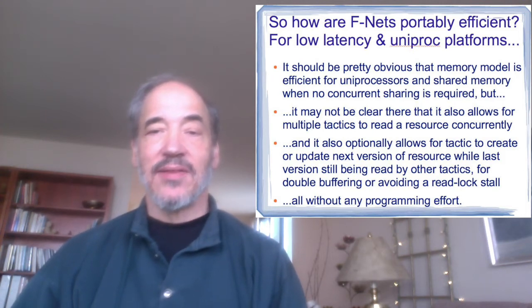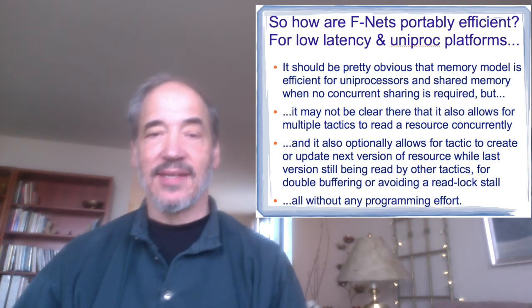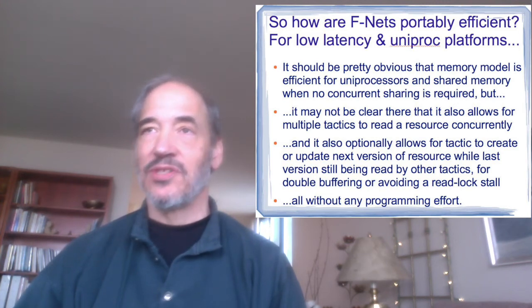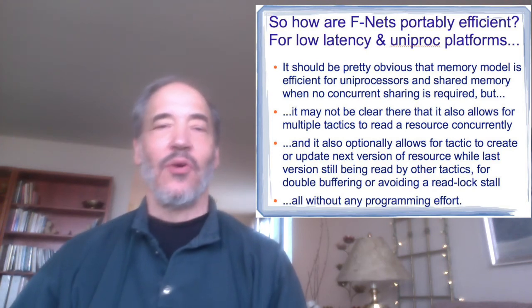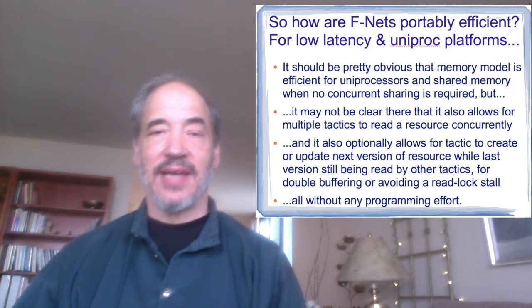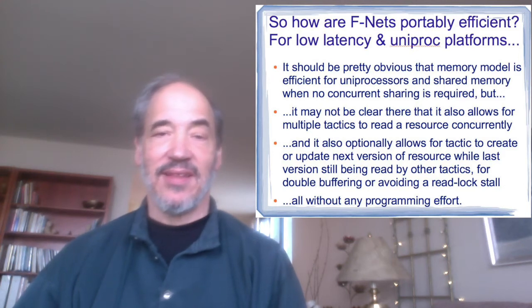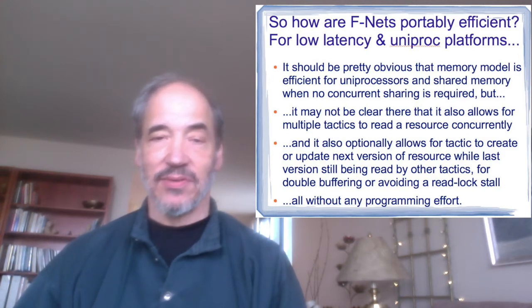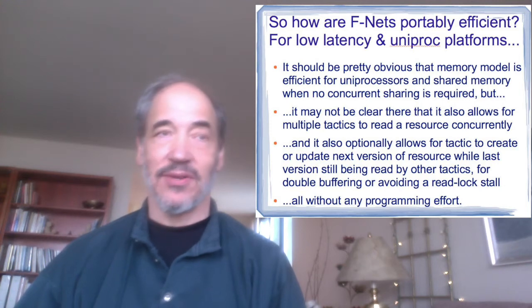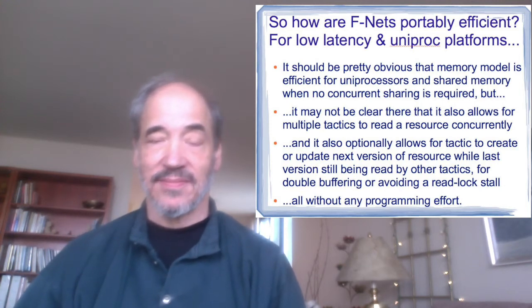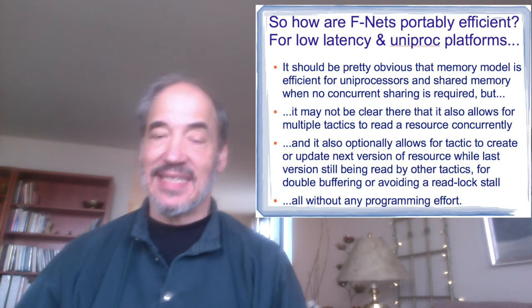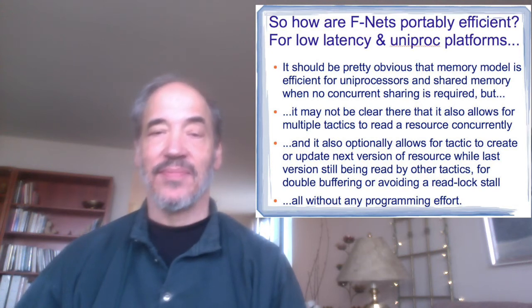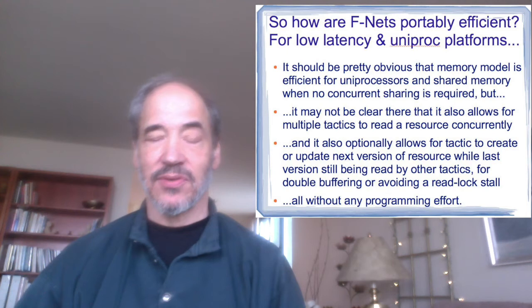But it may not be clear that this also allows for multiple tactics to read a resource concurrently, because we just said once the token is taken away from a resource, no other tactics are going to be able to access that resource because obviously their arrows are not going to be ready for that resource because the token isn't going to match their color because there is no token. So if one tactic is reading the resource, no other tactics can seemingly read the resource at the same time. But we're saying that's not true, and we'll describe how in a minute.